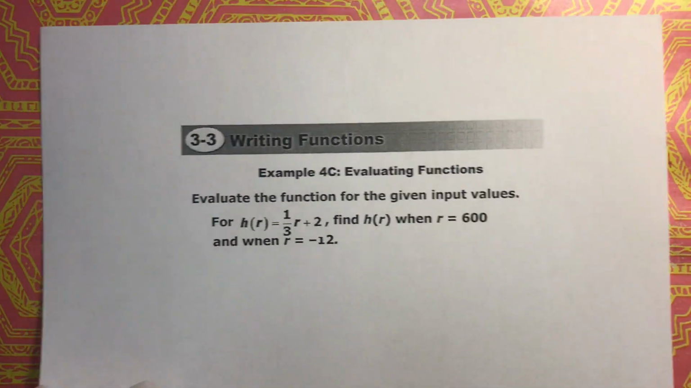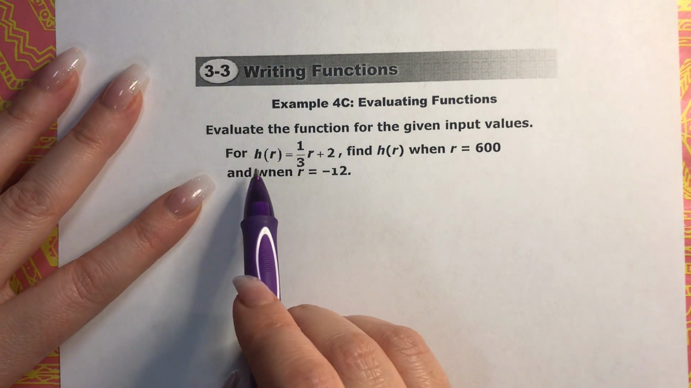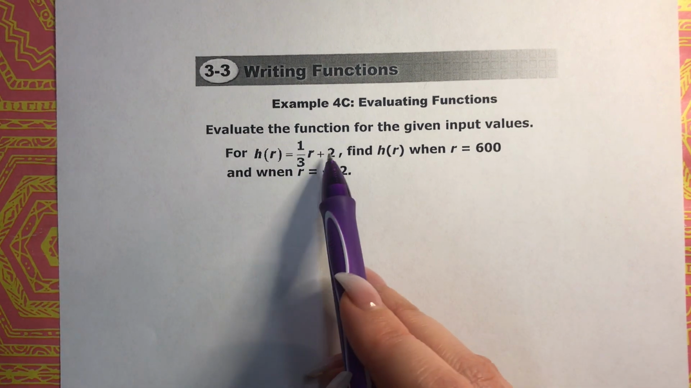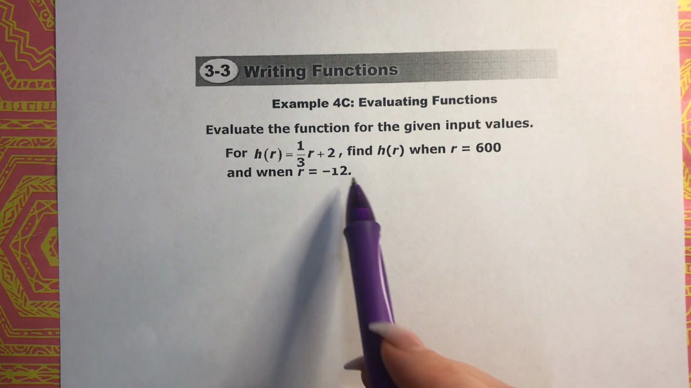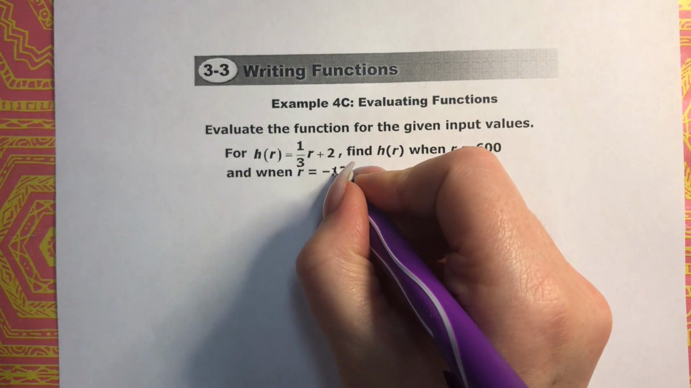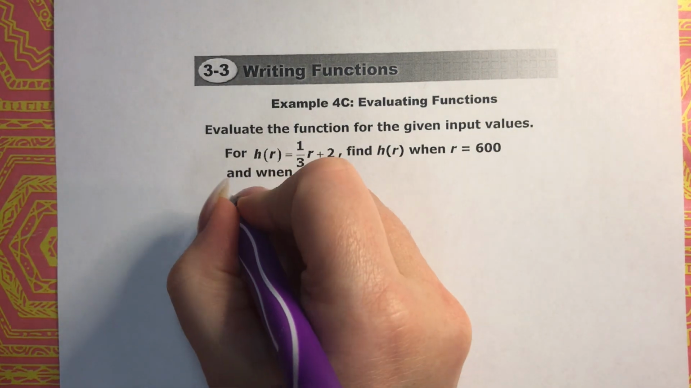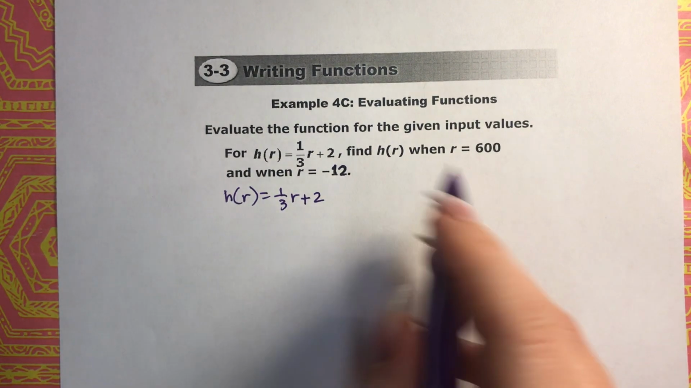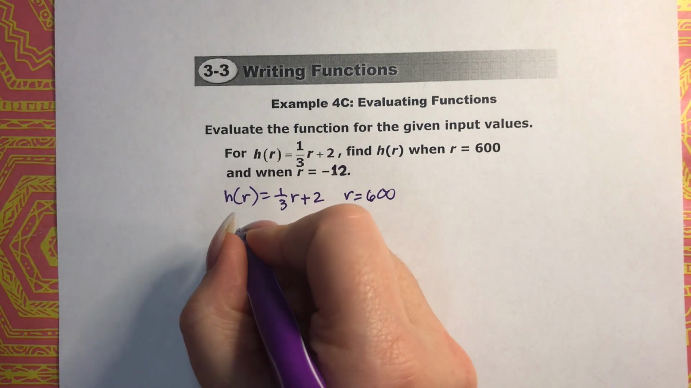All right, perfect. Let's go ahead and practice this together one more time. So on this example, for C, we're going to evaluate the function h of r, which is the same thing as f of x, which is the same thing as y, equals 1/3 multiplied by r plus 2. So we're going to find h of r when r equals 600 and when r equals negative 12. First I'm going to write that function. h of r is equal to 1/3 r plus 2, and we're going to figure out what it is when r equals 600. So I just substitute that 600 in.